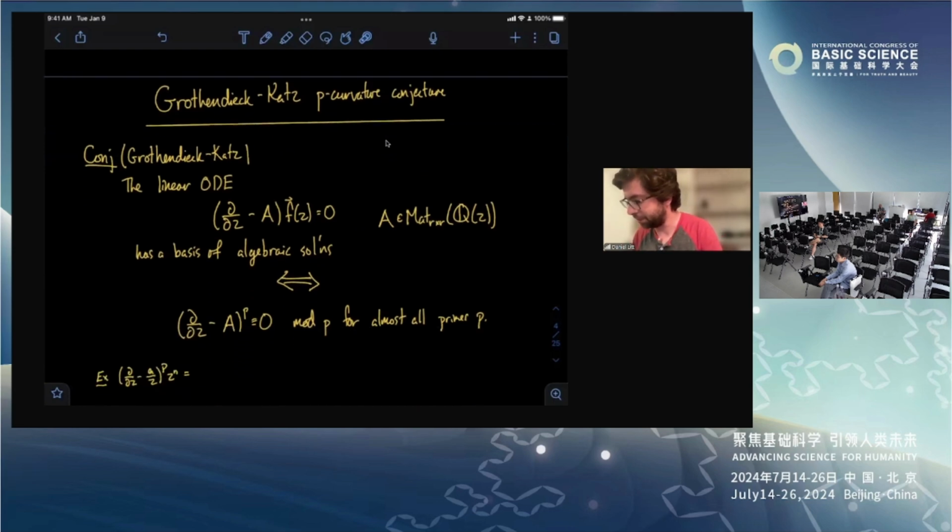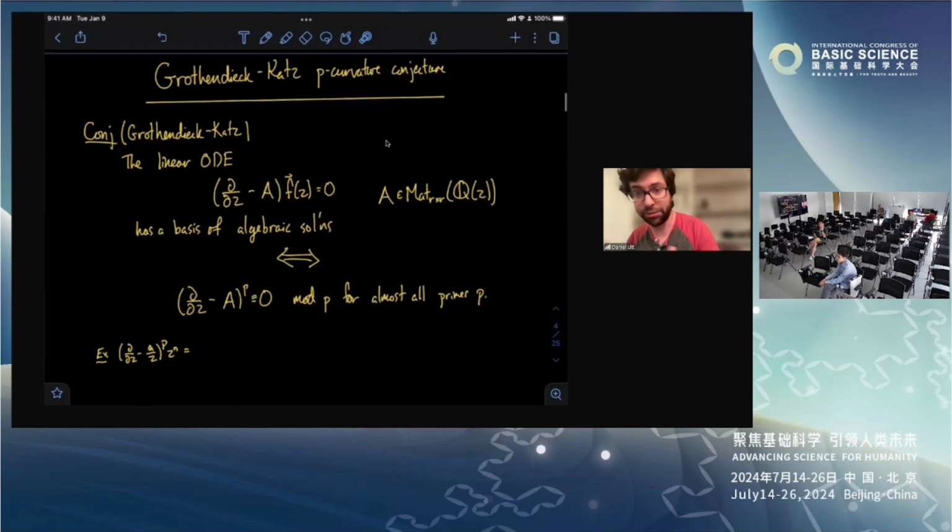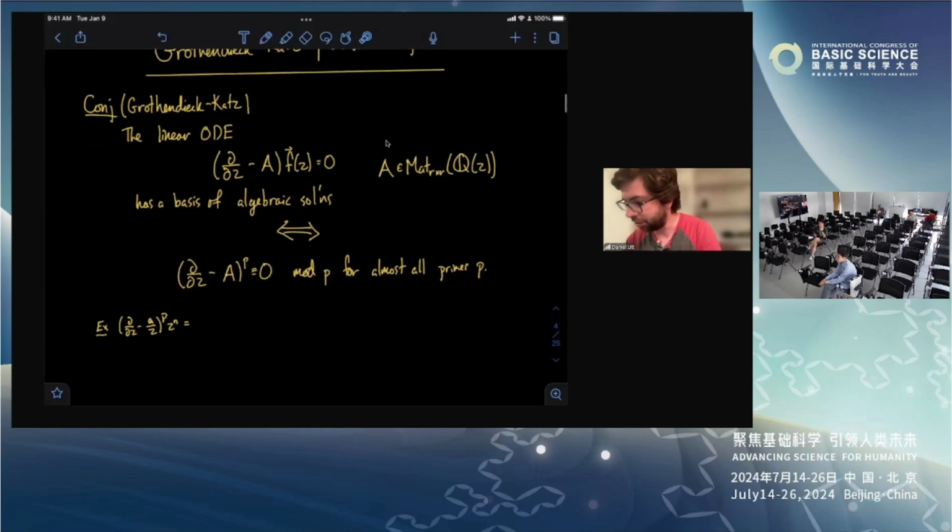And the conjecture is some kind of arithmetic condition. Namely, you take this operator d/dz minus A, you raise it to the pth power, and you ask, as a differential operator, like on the ring of polynomials, is it 0 mod p for almost all primes p? Okay, so let me give you an example of this. So let's look at our previous differential equation.